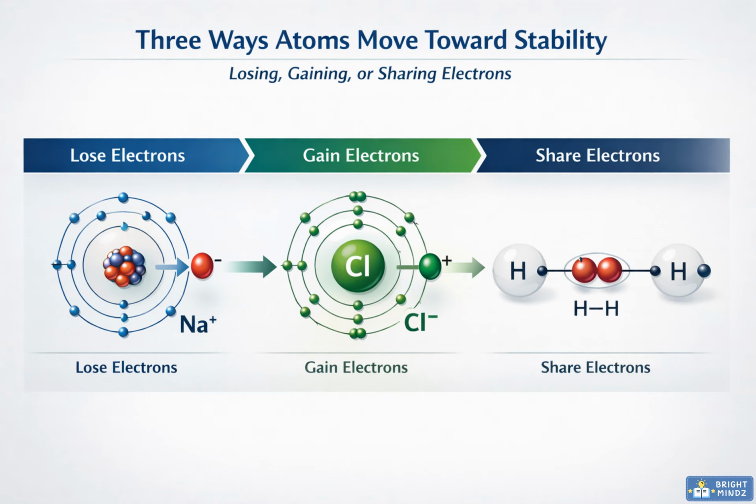Third, atoms can share electrons. Two nonmetals, such as hydrogen atoms, can share a pair so both become more stable. This sharing forms covalent bonding.